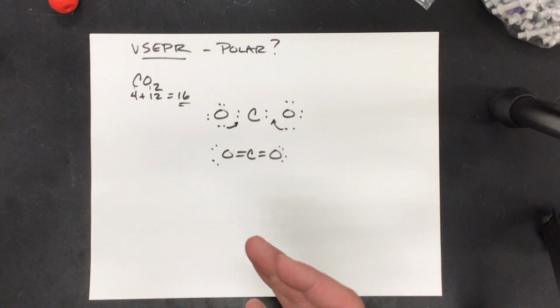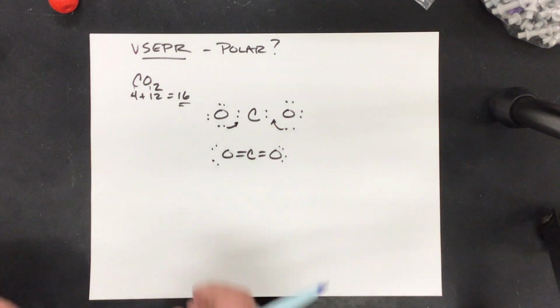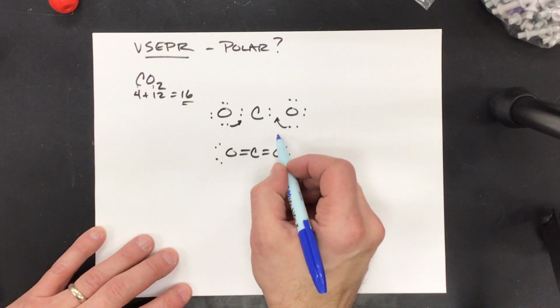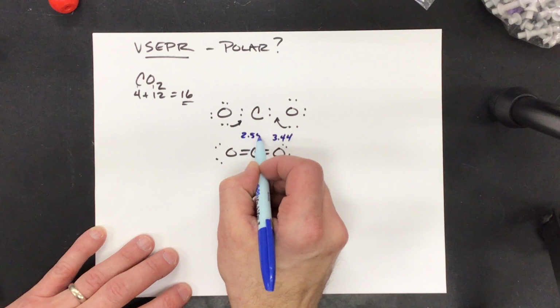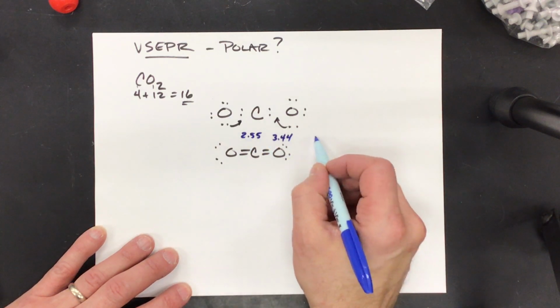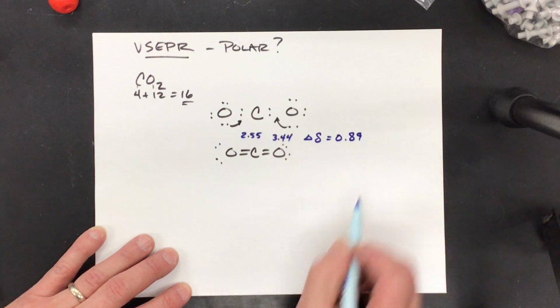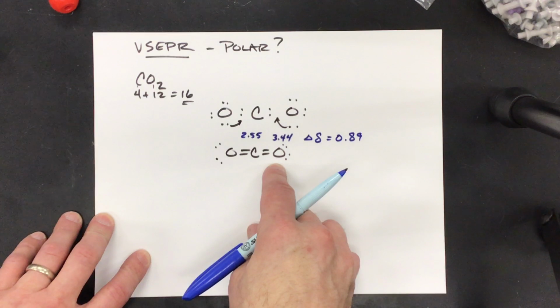The first thing you need to do is establish whether bonds themselves are polar. And to do that, you recall, you're going to use the electronegativity differences. So if you looked at oxygen on the periodic table, that's 3.44. Carbon is 2.55. And that should make a difference between the two. That difference is going to be about 0.89. So that tells us that the bond between carbon and oxygen is going to be polar.